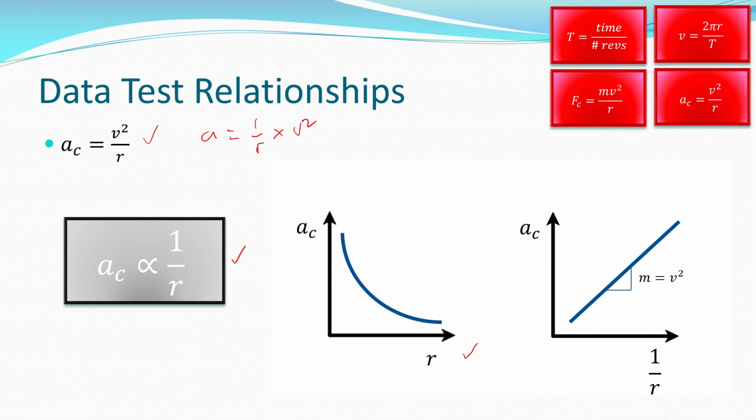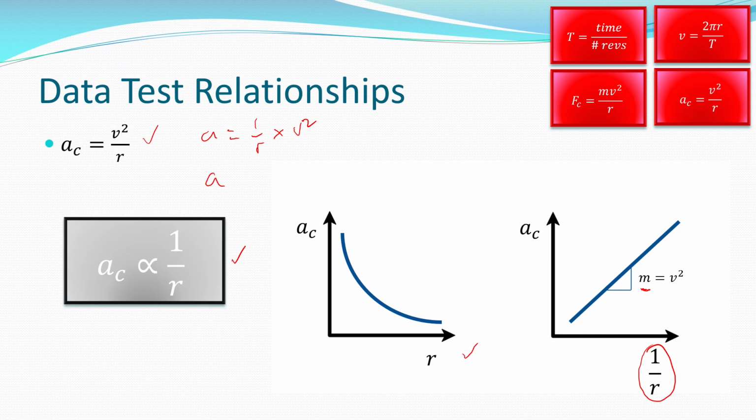So it's 1 over r. When I change my x-axis there to 1 over r, I end up with a linear relationship. Every single time we draw a linear relationship, we do it because we want to find the gradient. We then want to relate the gradient back to something in our original equation.